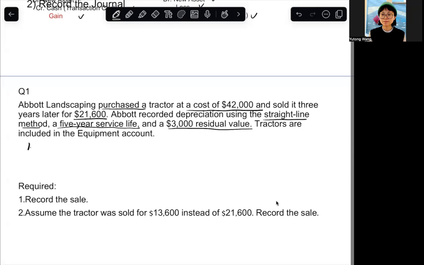To calculate the book value, we need to get the accumulated depreciation. The first thing we should know is how to depreciate: we use the straight line method, and what's the depreciation expense every year. So let's calculate the depreciation expense per year. That's the cost minus, because they use the straight line method, residual value, divided by the service life.